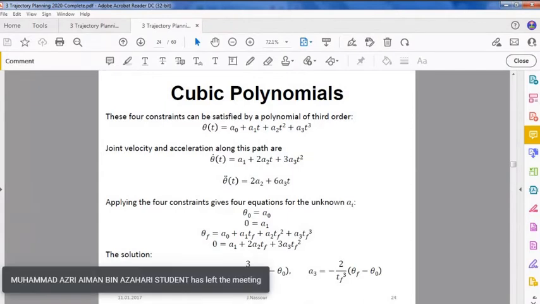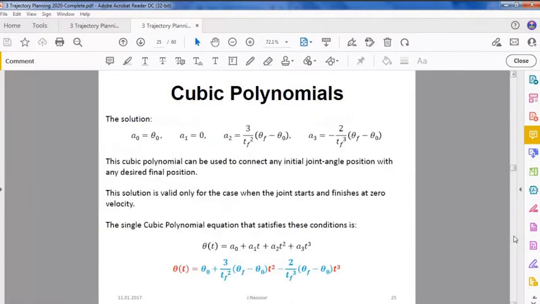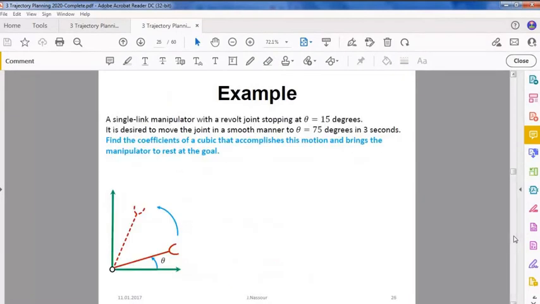So we already have two coefficients. We only need to find A2 and A3. A2 and A3 also can be found. Theta final we have, theta 0 we have, and time we have as 3, for example, based on the question. Okay, this is only one joint. It is one joint only. If you have 2 joints and 3 joints, that is another point.